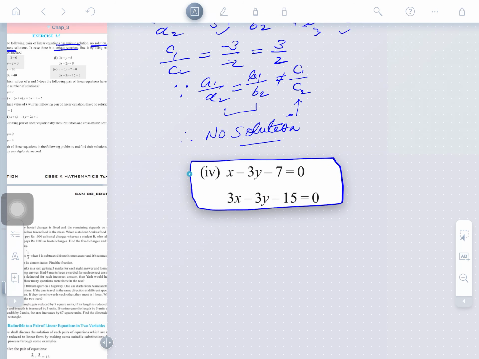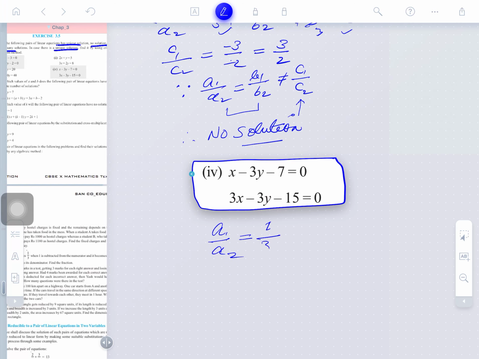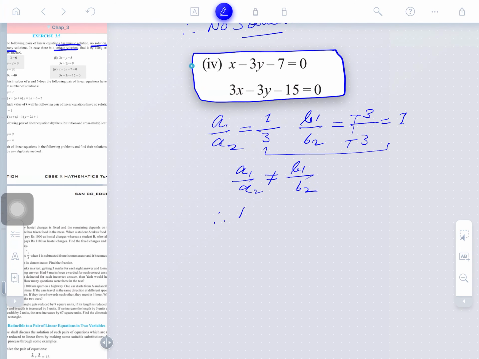What is a? Directly we find a1 and a2. What is a1? 1. What is a2? 3. And what is b1 upon b2? Minus 3 and minus 3. Minus minus cancels, and here 1 will come. So we can see the first two ratios are not equal. Since a1 by a2 is not equal to b1 by b2, the first two ratios are not equal, then the system has what? Please tell me. The system has a unique solution.